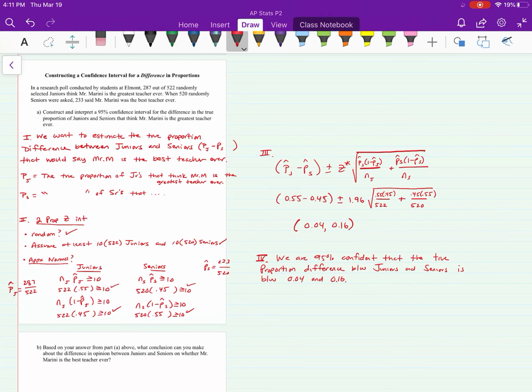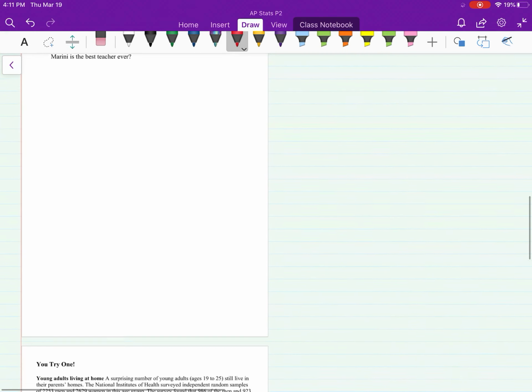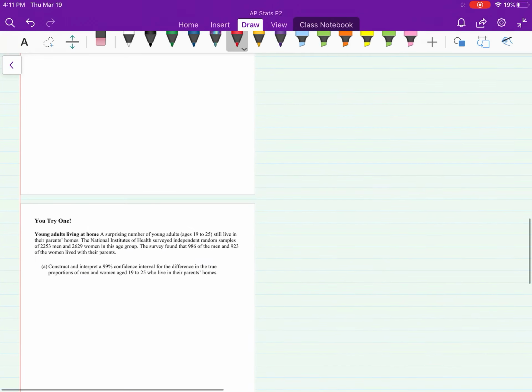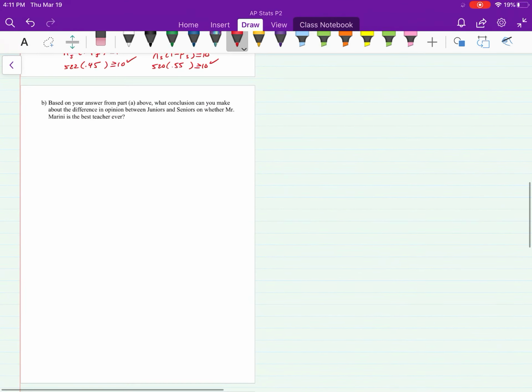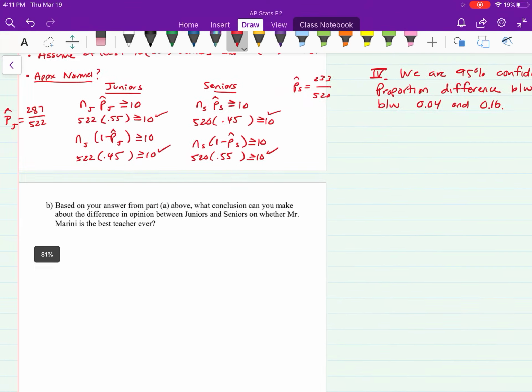The only other thing I want to show you guys, if I scroll down here to part B, and then once I do part B, you guys will try this one, and I'll put the answer key up, and this will be what I talk to you guys about in Google Hangouts tomorrow morning. It's about 4 o'clock in the afternoon right now on Thursday.